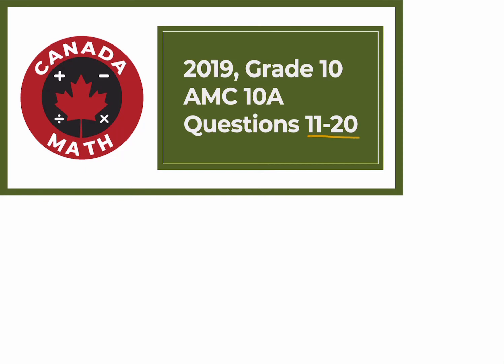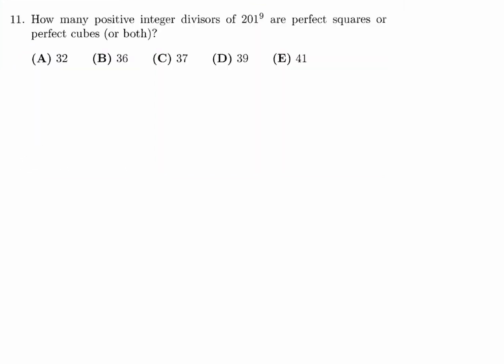Questions 11 through 20 on the 2019 Grade 10 AMC 10A. How many positive integer divisors of 201 to the power of 9 are perfect squares or perfect cubes or both?